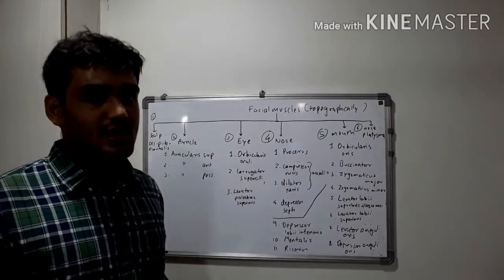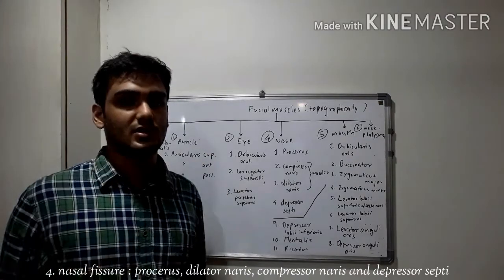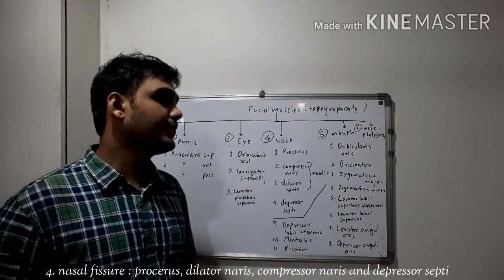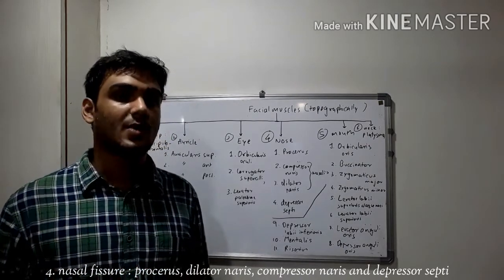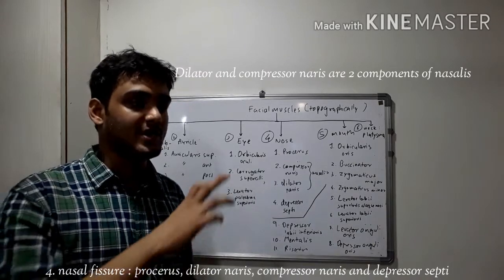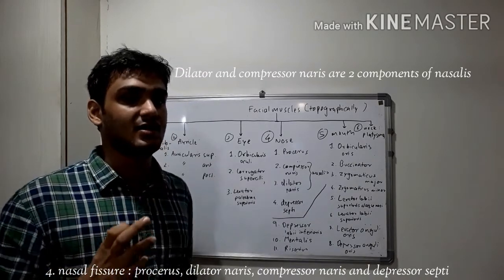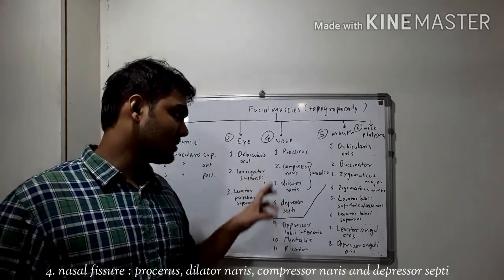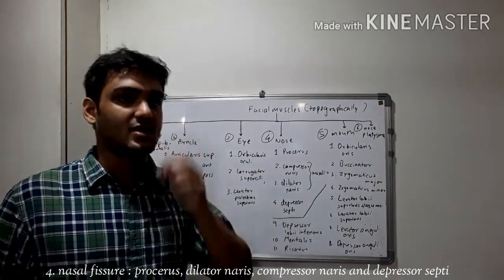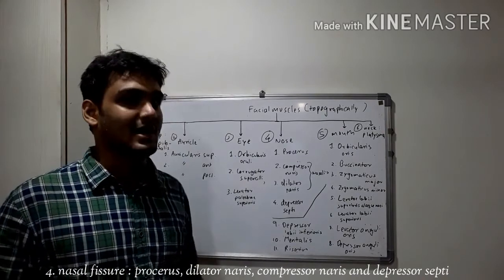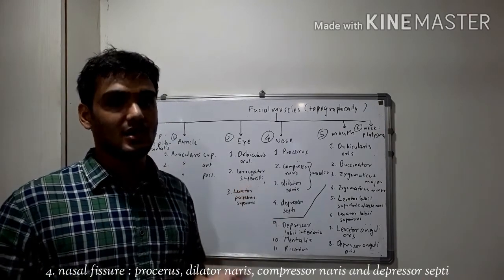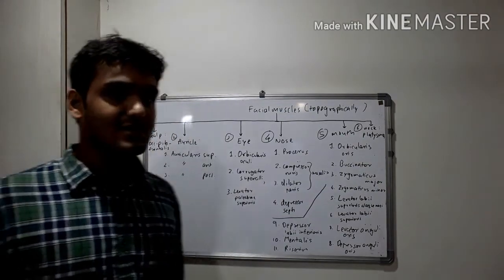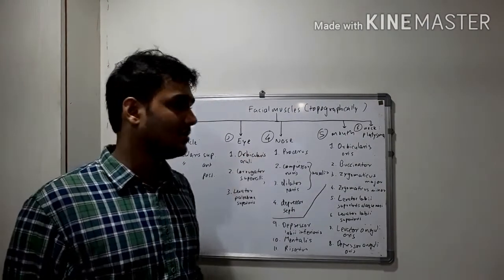Then we have the nasal fissure, the nose, and we have 4 muscles associated with it: the procerus muscle, then the compressor naris, dilator naris. Now these 2 muscles together are known as nasalis. They are 2 components of the muscle known as nasalis. The compressor is a sphincter of the nasal fissure, and dilator naris, the name itself suggests that it is a dilator of the nasal fissure. And the depressor septi. So we have 4 muscles.